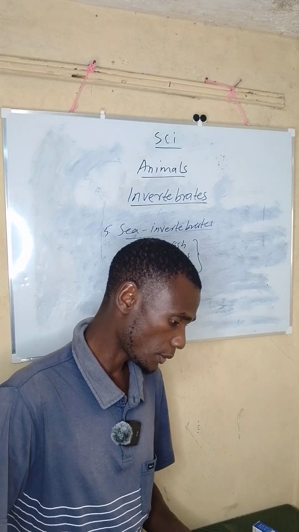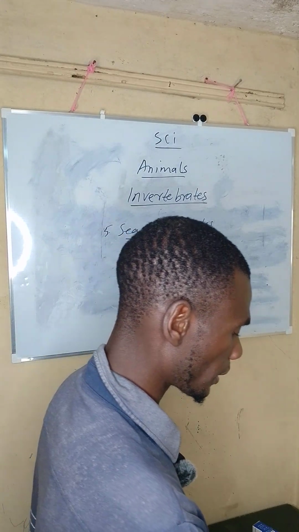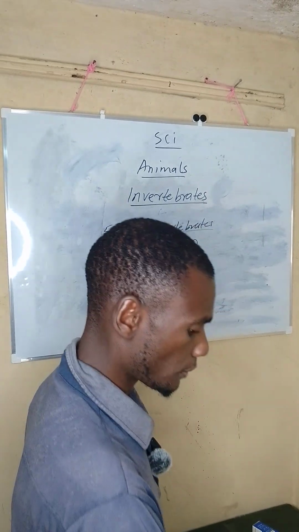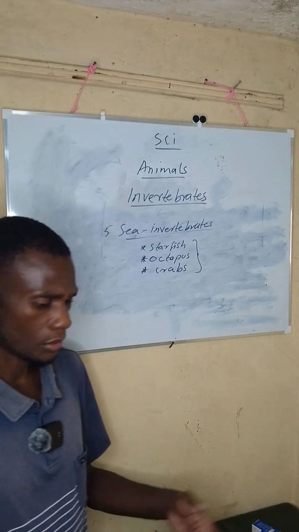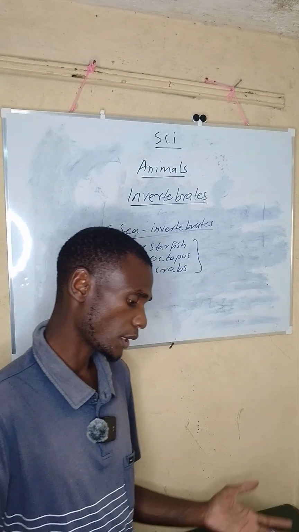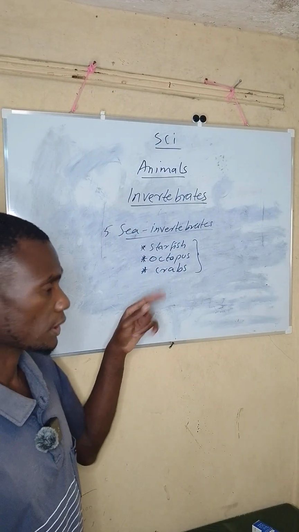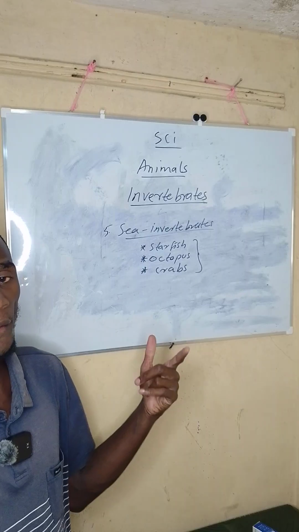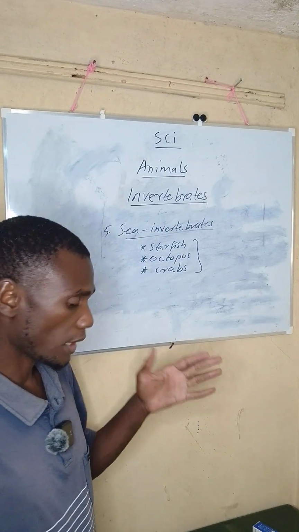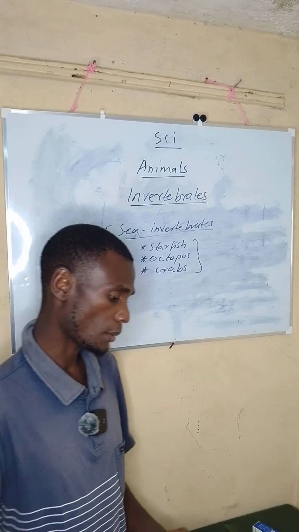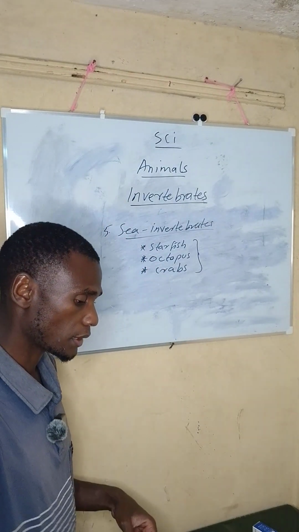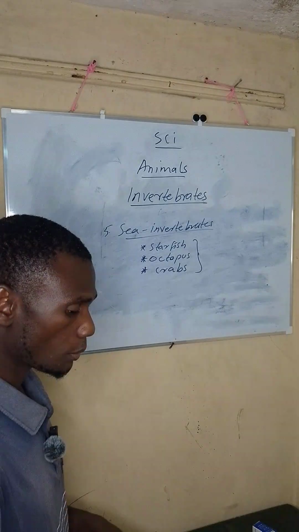Now, up to that point, if I look at the characteristics of these sea invertebrates, maybe we'll just mention a few of them. They have the following. Number one, they live in the ocean. So these things are not found in the freshwater lake like Lake Victoria. You can't find them there. They live in the ocean. That is number one. Number two, their bodies are divided into equal parts.